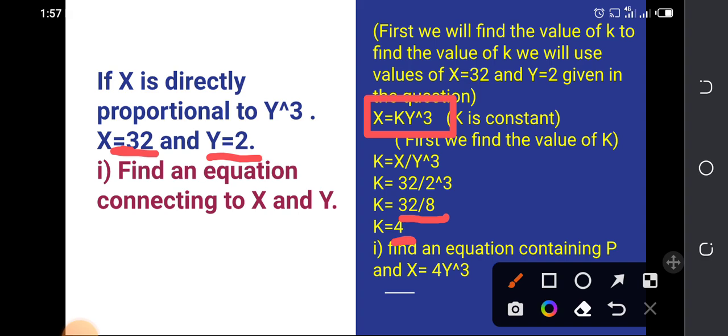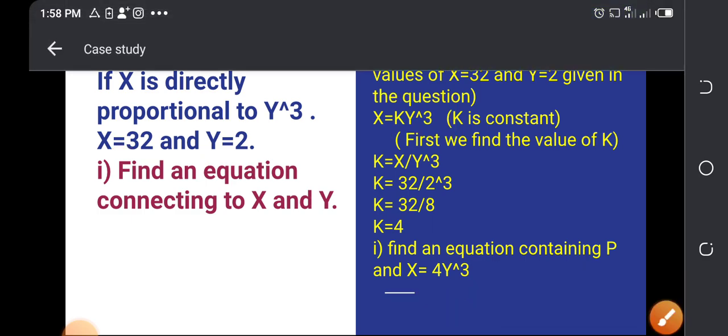Now we put the value of k in the equation, and that equation is the answer of part 1. By putting the value of k, the equation becomes x is equal to 4y cube. This is the answer of our first part, an equation connecting x and y. The equation is x is equal to 4y cube. Now we will move to the next part.